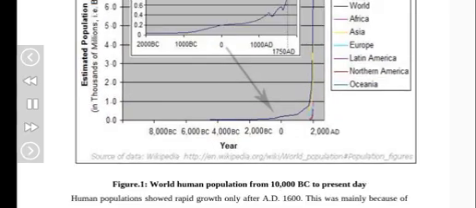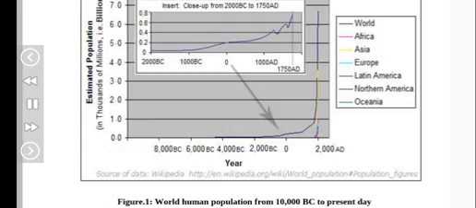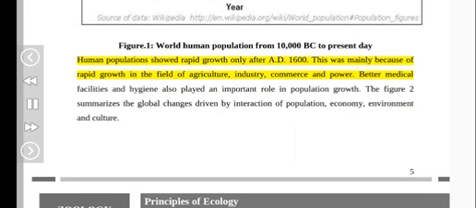Figure 1. World human population from 10,000 BC to present day. Human populations showed rapid growth only after AD 1600. This was mainly because of rapid growth in the fields of agriculture, industry, commerce, and power.